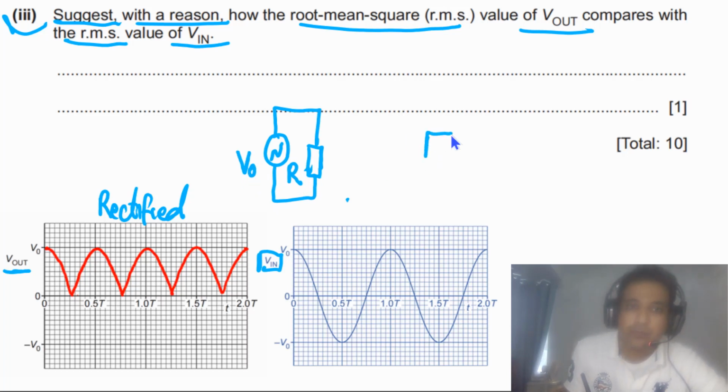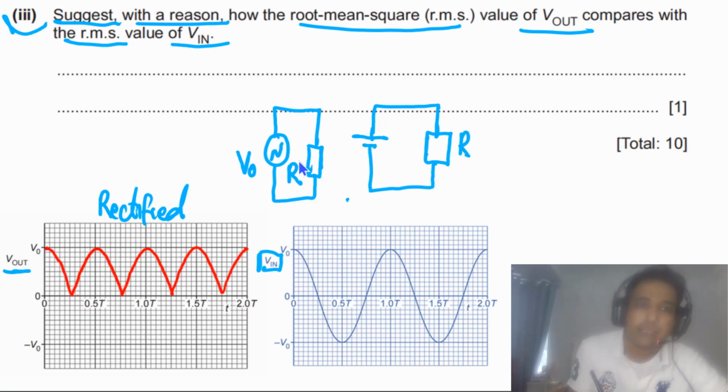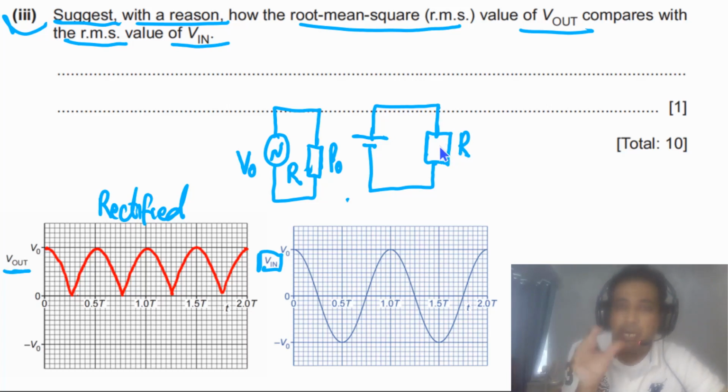Now we have DC power supply, but we have the same resistor. So here we have DC power supply and we have the same resistor capital R. Let's say in this case power dissipated is equal to P naught. Average power dissipated is P naught. Now in this case we also need the same average power dissipated in this resistor. So we need P naught.